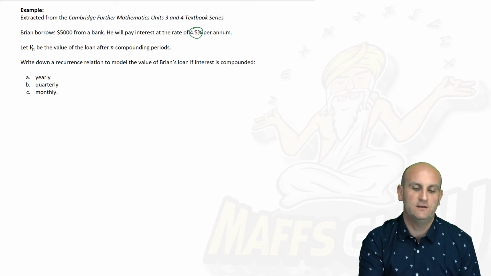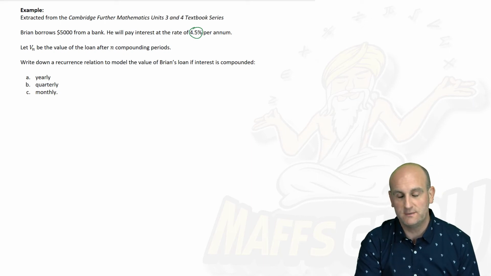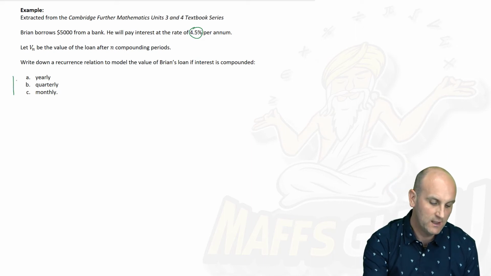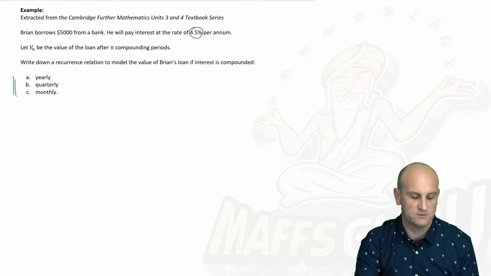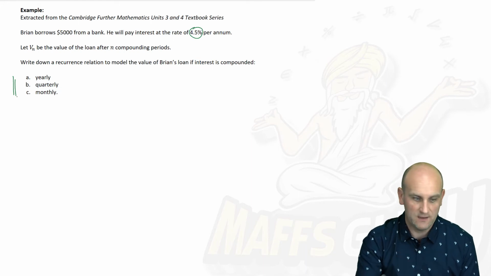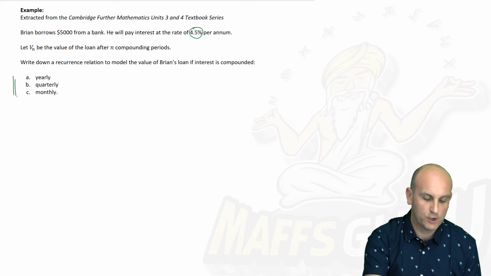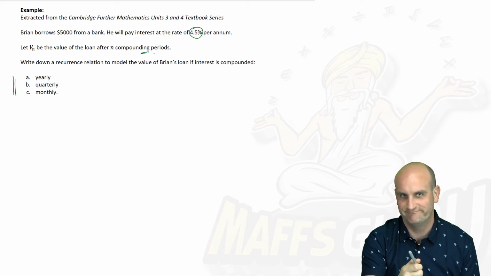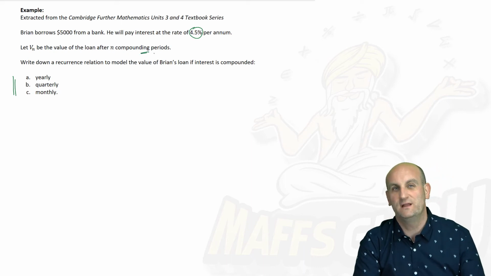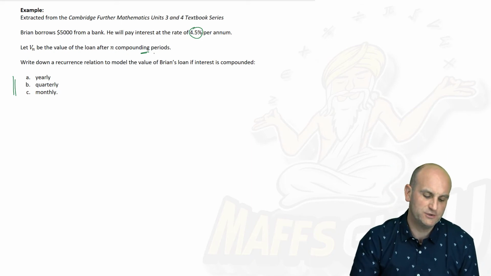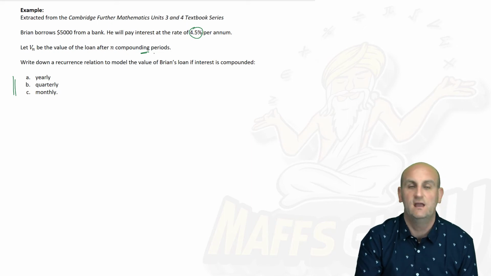Questions in the financial maths are really not that difficult, I promise you, but what they do try and do is they try and trick you, and this is one of the tricks here. Fast forwarding, they're going to ask you about yearly, quarterly, and monthly. Be very careful with that wording. So let Vn be the value of the loan after n compounding periods. Now, compounding period is effectively when they're paying interest. Write down a recurrence relation to model the value of Brian's loan if interest is compounded A, yearly.